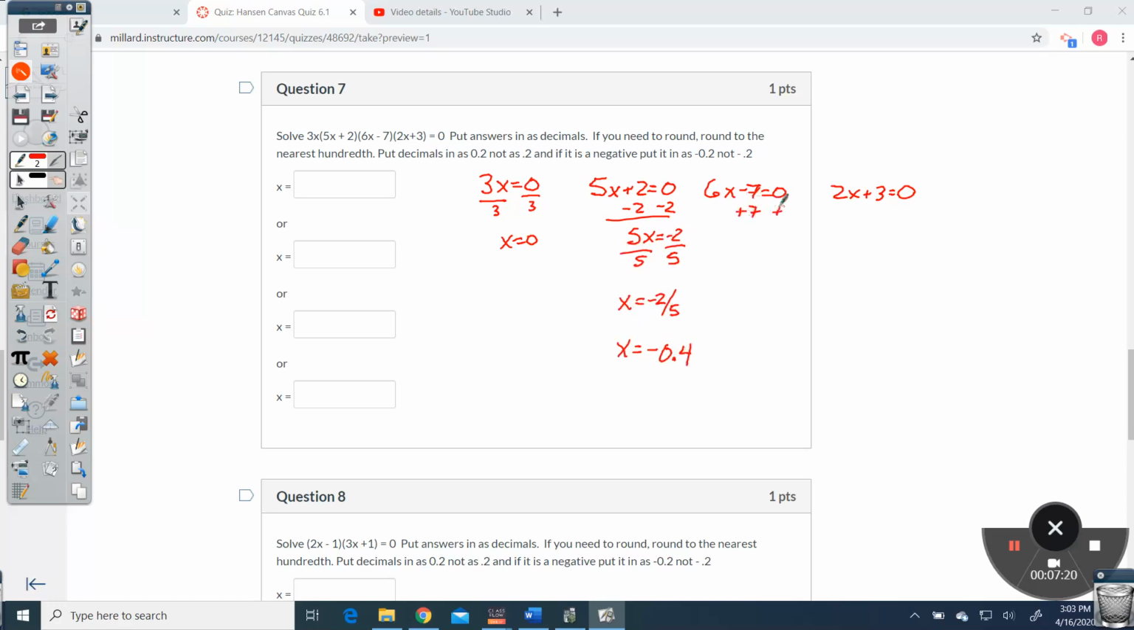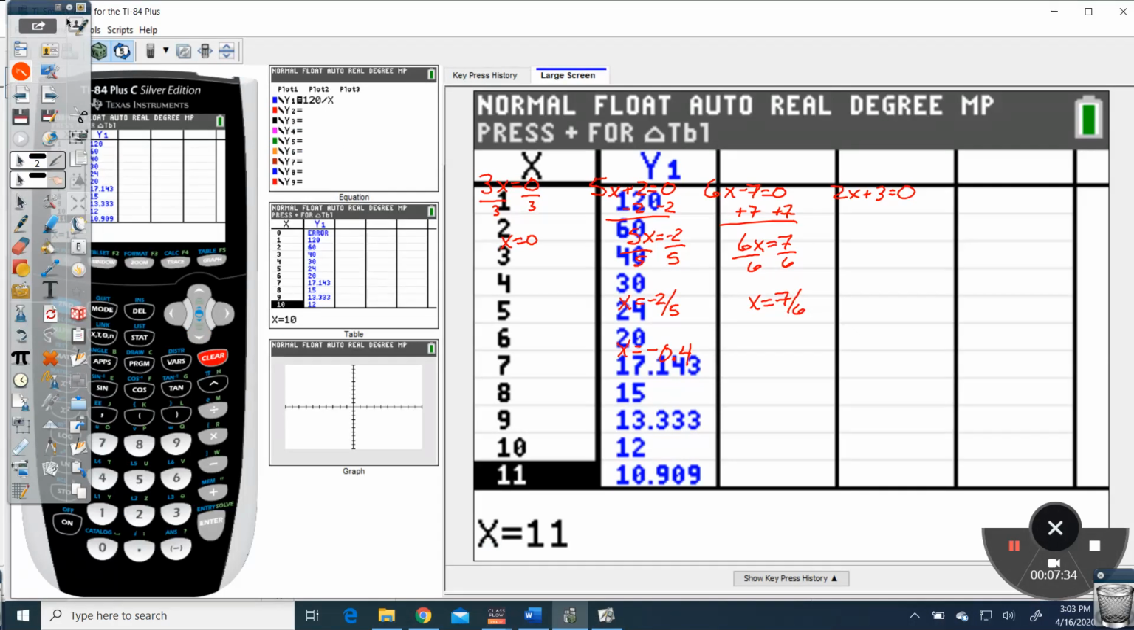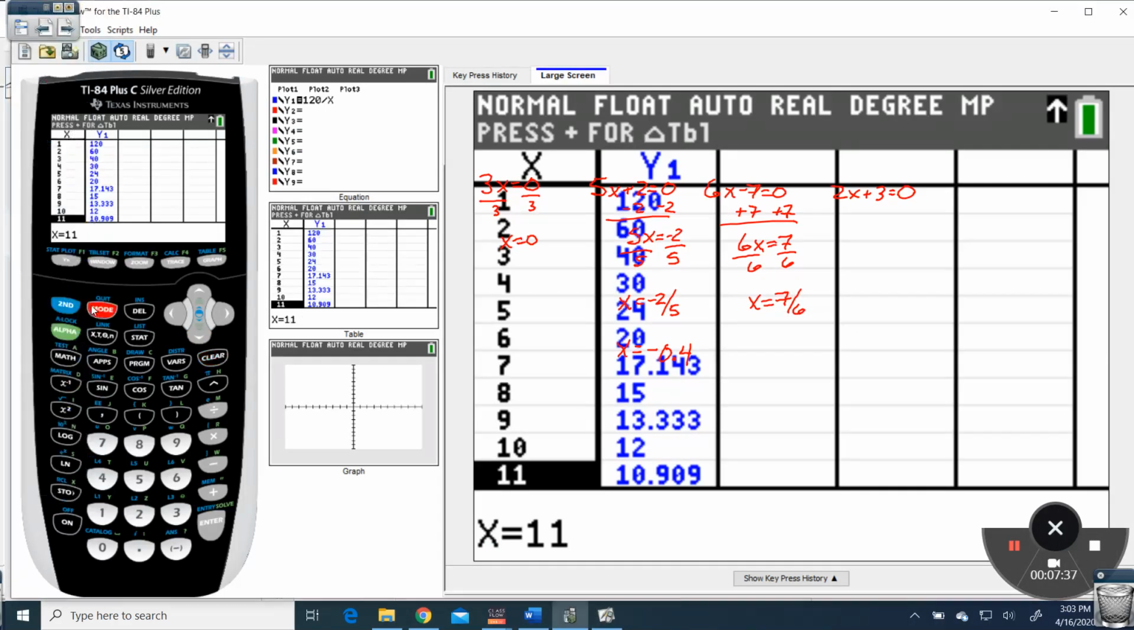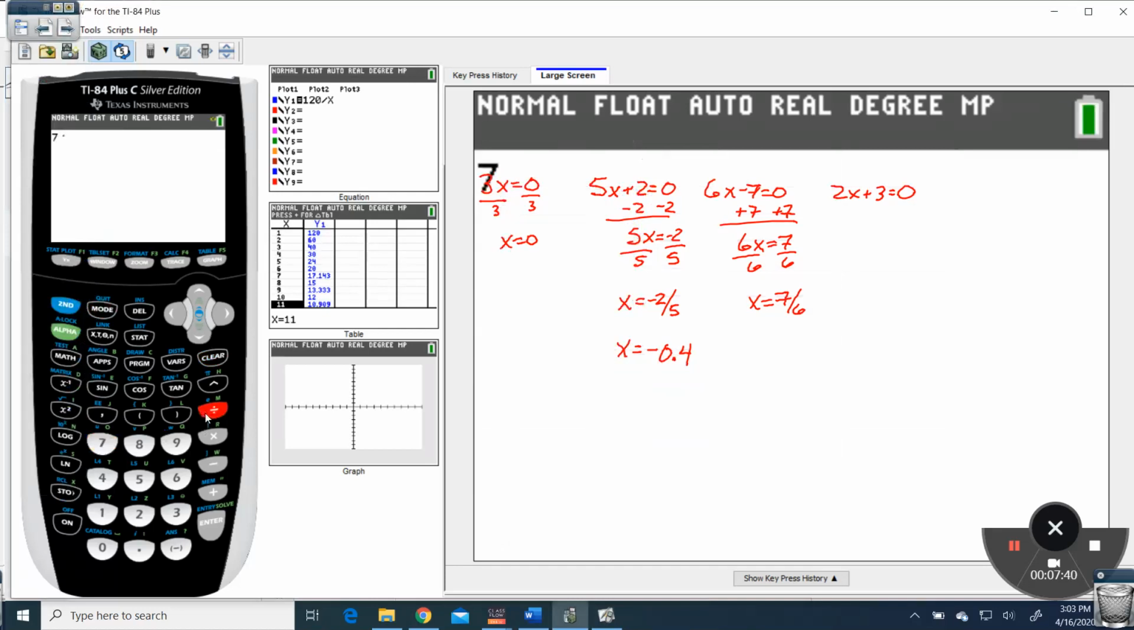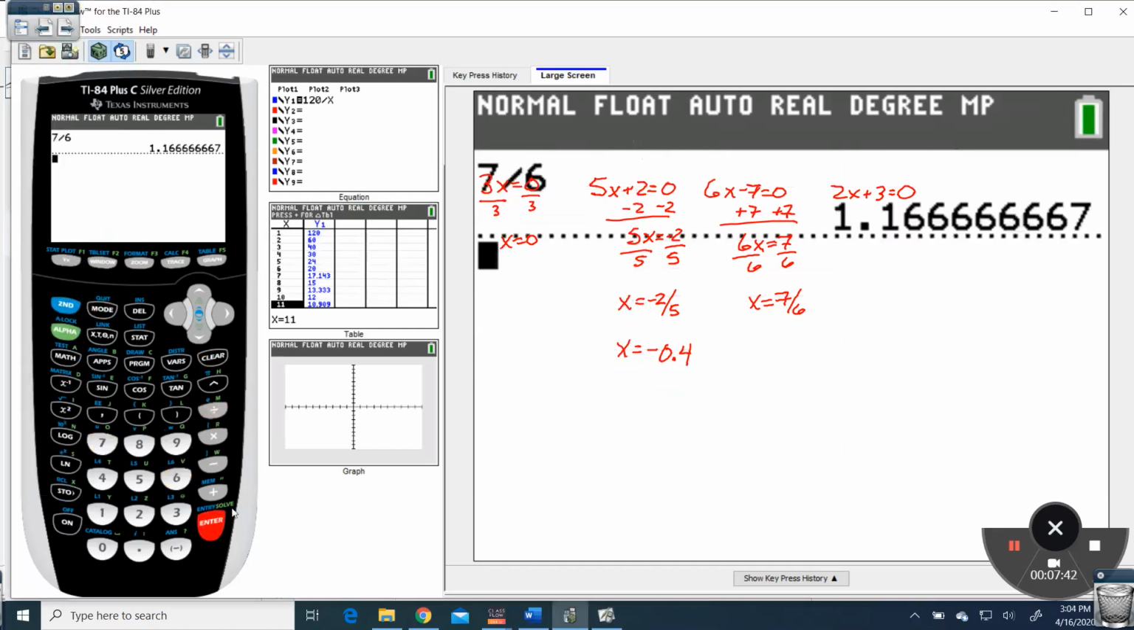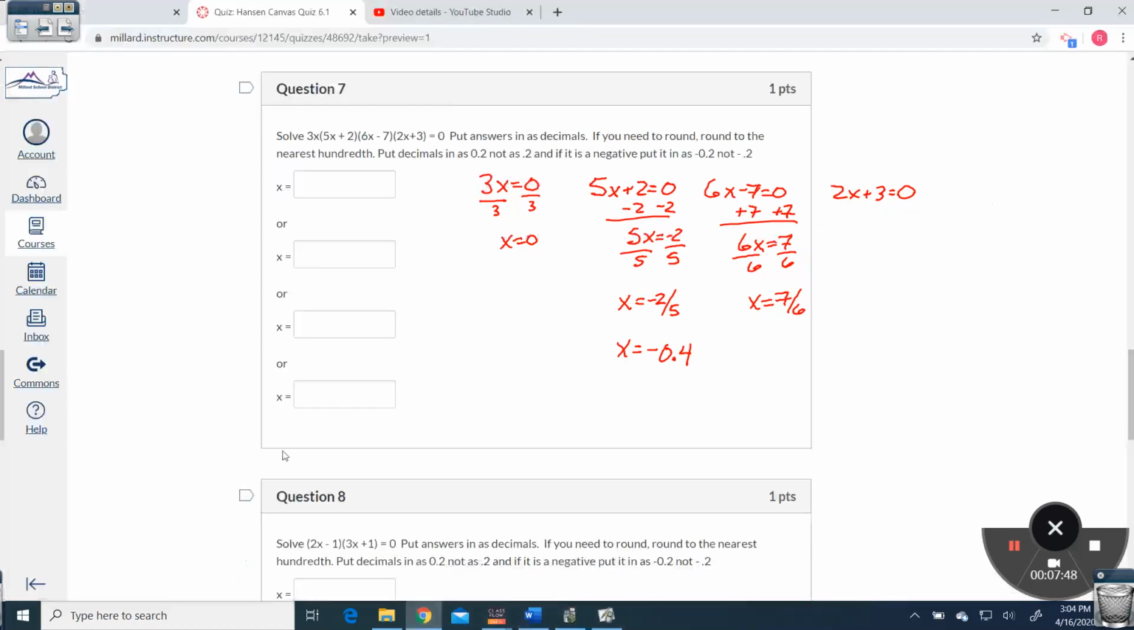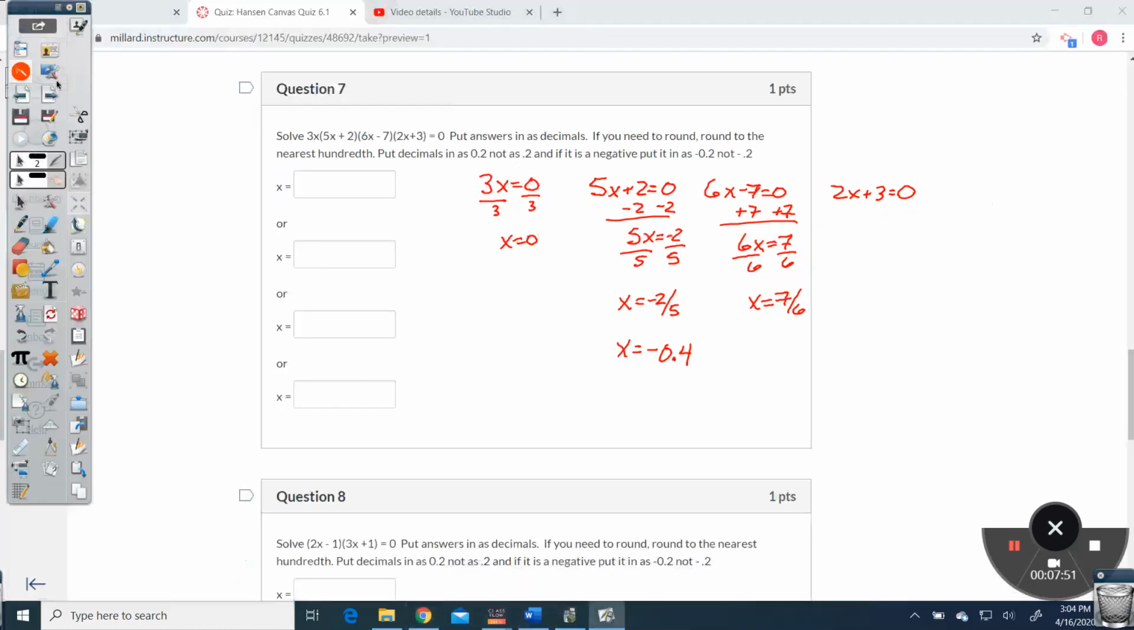On this one, I add the 7. So I have 6x equals 7, so x equals 7 divided by 6. So I'm going to type that in the calculator. Seven divided by 6 is 1.16 forever. It says to round to the nearest hundredth, which is the second one, so 1.17.